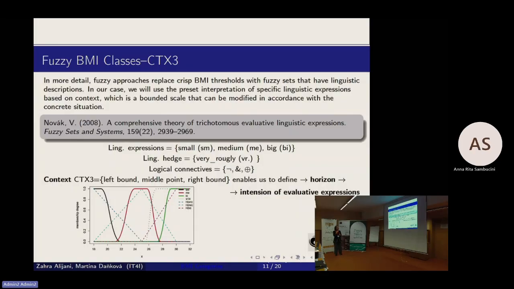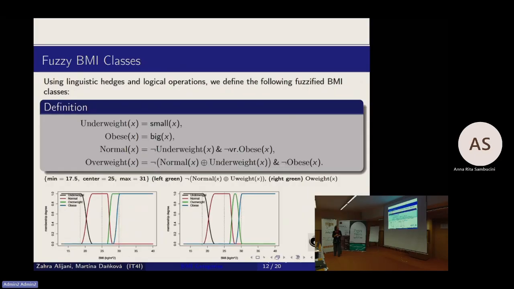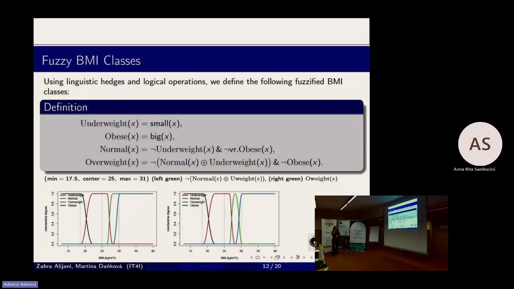As you see, we have straight lines and dashed lines. Dashed lines refer to the linguistic hedge, where we can smoothly transition from sharp fuzzy sets to smooth fuzzy sets, and the interpretation will be simpler in this case. So here, using the linguistic hedge and logical operations, we define the following classes.